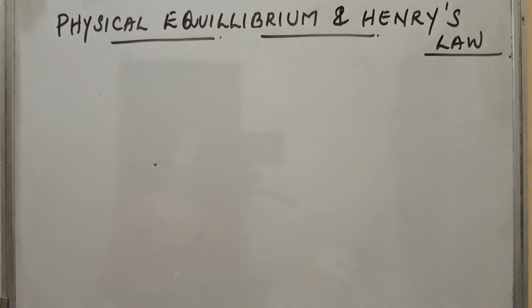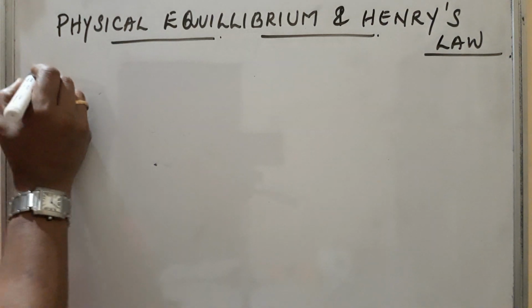Physical equilibrium and Henry's law. So, what is physical equilibrium? Equilibrium achieved in physical processes is called physical equilibrium. Phase transformations are there in physical processes. Three equilibria are possible in this physical process: solid-liquid equilibrium, liquid-gas equilibrium and solid-gas equilibrium.